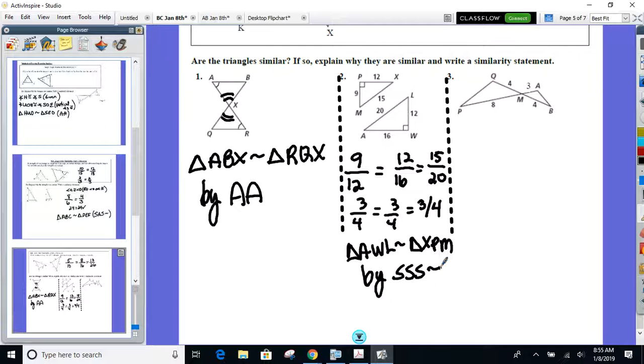Well, the only method that may work would be what? Side, angle, side, because I have the vertical angles, but I need to check if the sides are in the same ratio. All right, so the 3 would probably match up with the 4. Is that in the same ratio as 4 to 8? Same ratio? Nope. So pretty easy on this one. They are not similar.